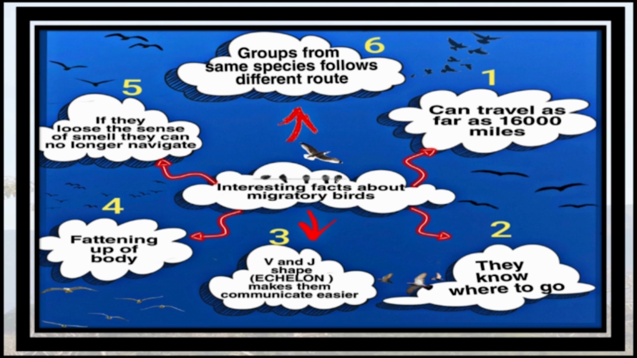Fifth, if the birds lose their sense of smell, they can no longer navigate. They won't be able to find their way back to their home loft. Sixth, groups from the same species sometimes follow different routes. Northern wheatears in Canada migrate in the opposite direction to their Alaskan counterparts, following a route that is half as far but much more risky.